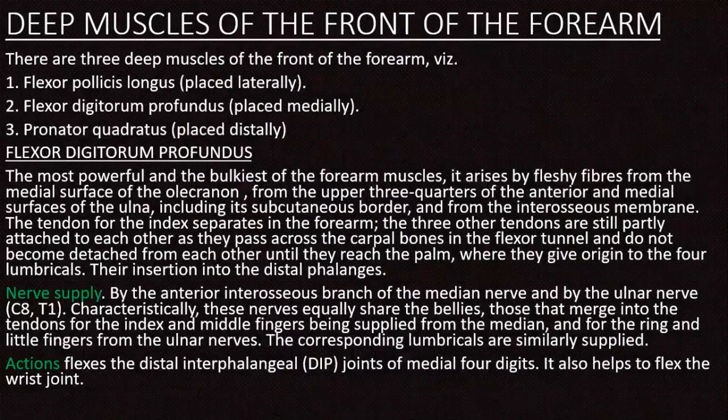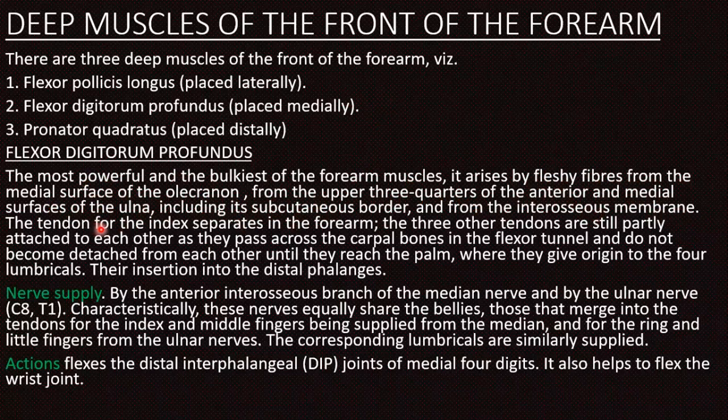Now, deep muscles of the front of the arm. There are three of them: flexor pollicis longus, a unipennate muscle, flexor digitorum profundus, and pronator quadratus. Now, flexor digitorum profundus is the most powerful and the bulkiest forearm muscle. Remember, the deep muscles do not cross the elbow joint. It arises by fleshy fibers from the medial surface of olecranon and from the upper three-quarters of the anterior and medial surfaces of ulna, including the subcutaneous border of ulna, and from the interosseous membrane.